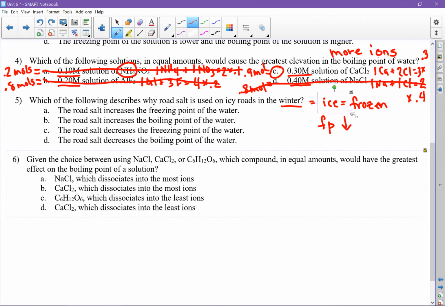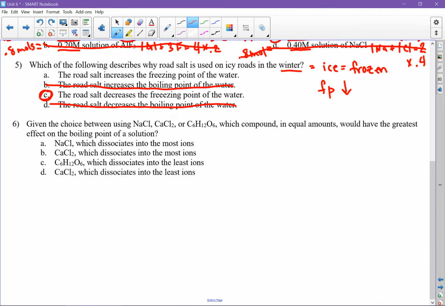So we don't care about the boiling point because it's winter time. So it can't be the boiling point questions. While it's true, it doesn't matter in winter. And we know that what the road salt does is it lowers the freezing point of the water, and so it's harder for ice to form and mess up our cars.